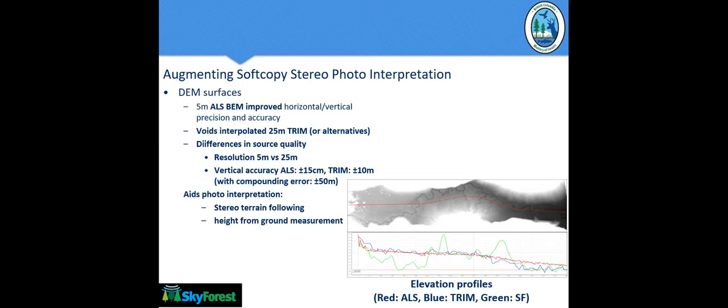So this graphic just shows an elevation profile using these three data sets. So the red is the LiDAR terrain model. The blue is the current TRIM that's available across the province. And the green transect is from the SkyForest product. Next slide, please.